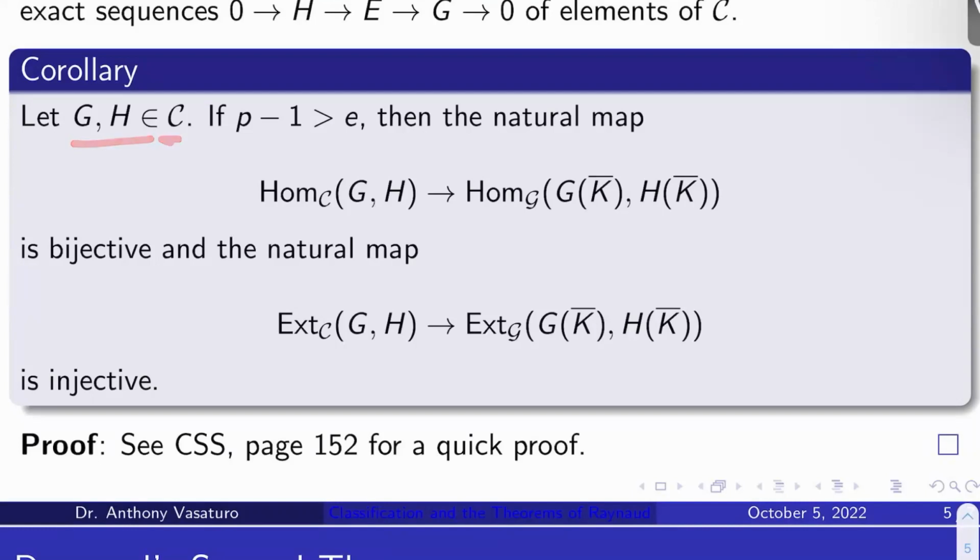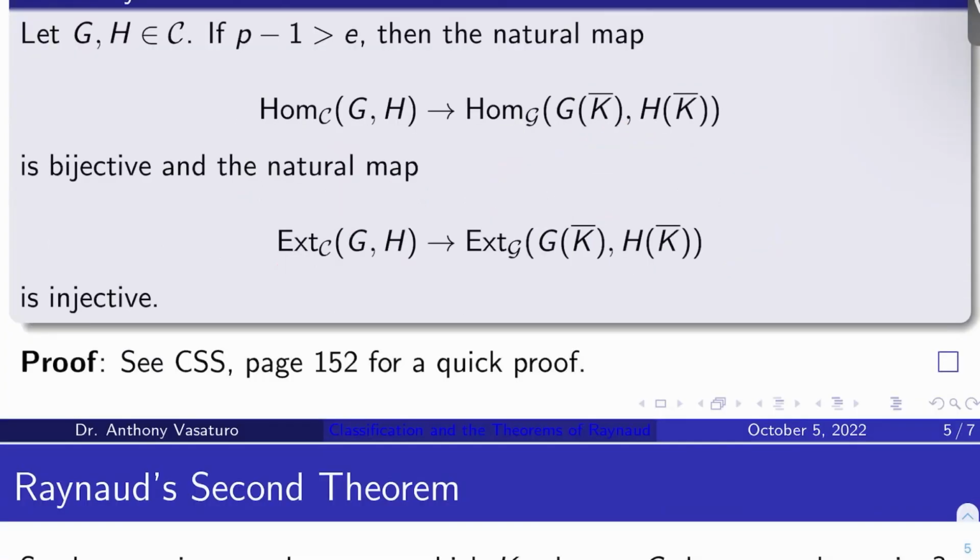Let G and H be in C. If p minus 1 is bigger than e, then the natural map from Homs in C from G to H to Galois maps from G of K bar to H of K bar is bijective, actually. Okay, and so looking at maps of schemes is the same as looking at maps of Galois modules. That's interesting. And the natural map of extensions in C of G by H to Galois module extensions of G of K bar by H of K bar is injective. So we don't get bijectivity there, but we get injective, and that's good enough for our purposes. Okay, and see CSS page 152 for a quick proof of this using the previous theorem.